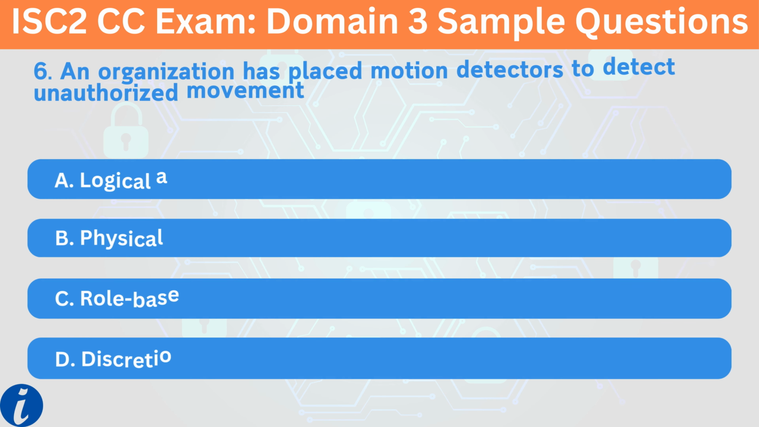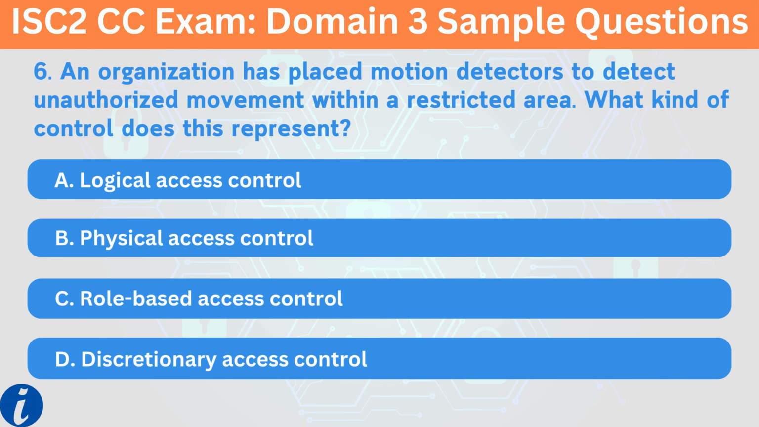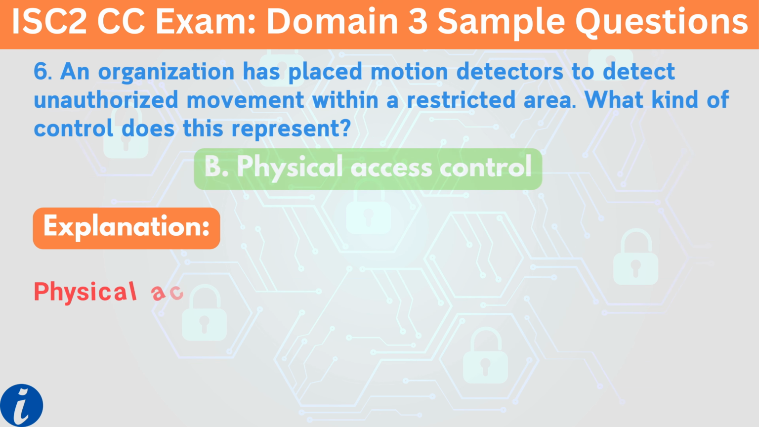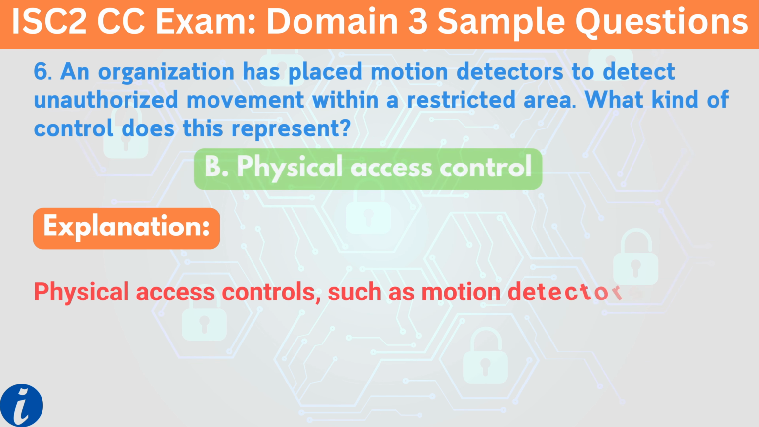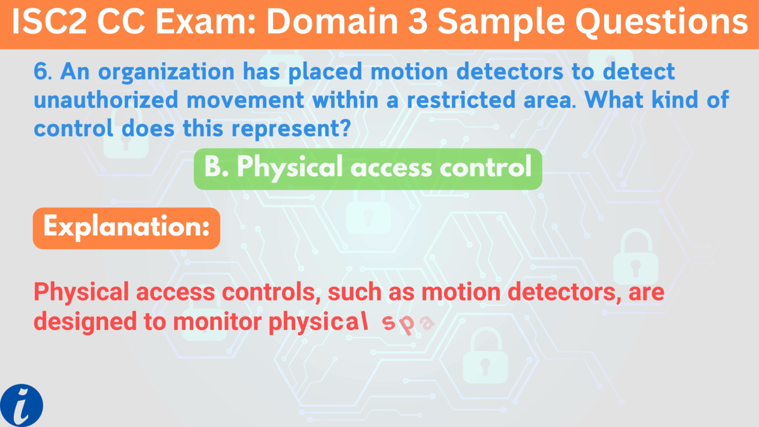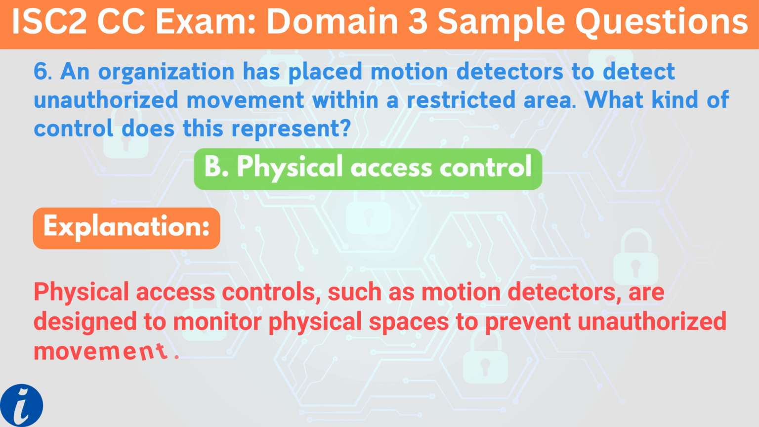6. An organization has placed motion detectors to detect unauthorized movement within a restricted area. What kind of control does this represent? A. Logical access control. B. Physical access control. C. Role-based access control. D. Discretionary access control. The correct answer is B. Physical access control. Explanation. Physical access controls, such as motion detectors, are designed to monitor physical spaces to prevent unauthorized movement.